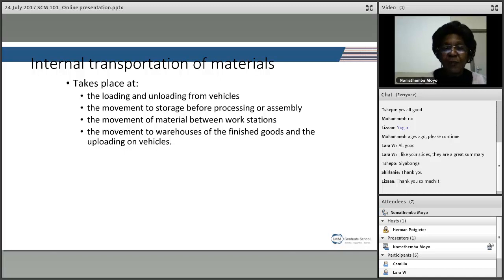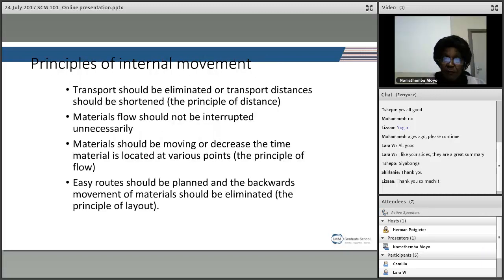Internal transportation of materials usually takes place at the loading and unloading from vehicles, the movement to storage before processing or assembly, the movement of material between workstations, the movement to warehouses of the finished goods, and the loading onto vehicles. That's the kind of transportation that we refer to as internal transportation.